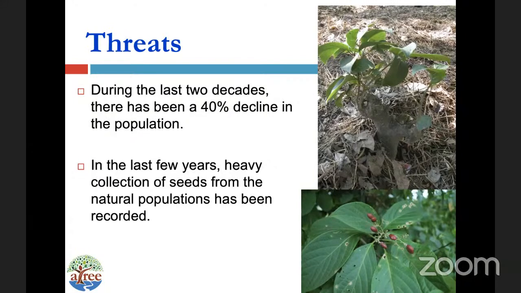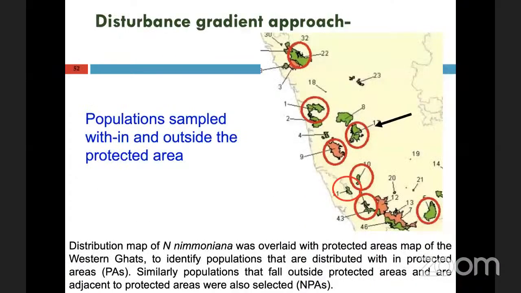In fact, in the last few years, there has been so much harvesting of the fruits that the regeneration of this species has also been impacted in a few populations within the Western Ghats. So what we did was to analyze populations that were impacted by harvesting, and those kept as control, which were in the protected areas.